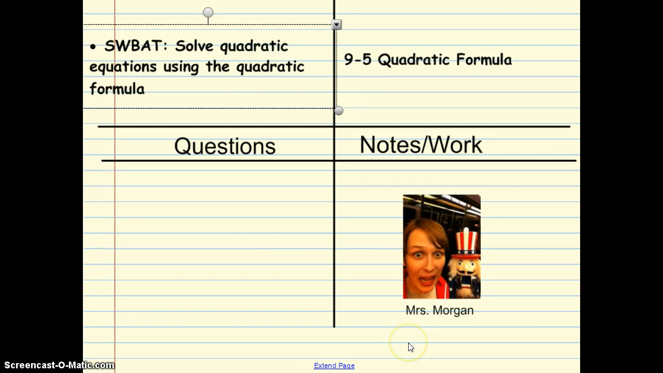Hey students, this is Mrs. Morgan with 9-5, the quadratic formula. At the end of this lesson, you will be able to solve quadratic equations using the quadratic formula.